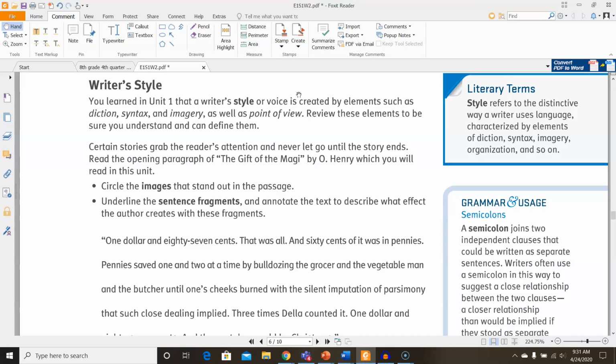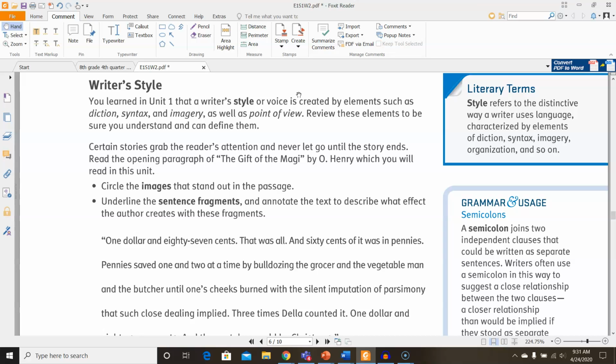Diction, it means word choice. That one should be easy for you because it sounds like dictionary. And from a dictionary, you could make many word choices. So use that to remind yourself what diction is. Syntax refers to sentence structure. Even though it's spelled differently, it sounds kind of similar.